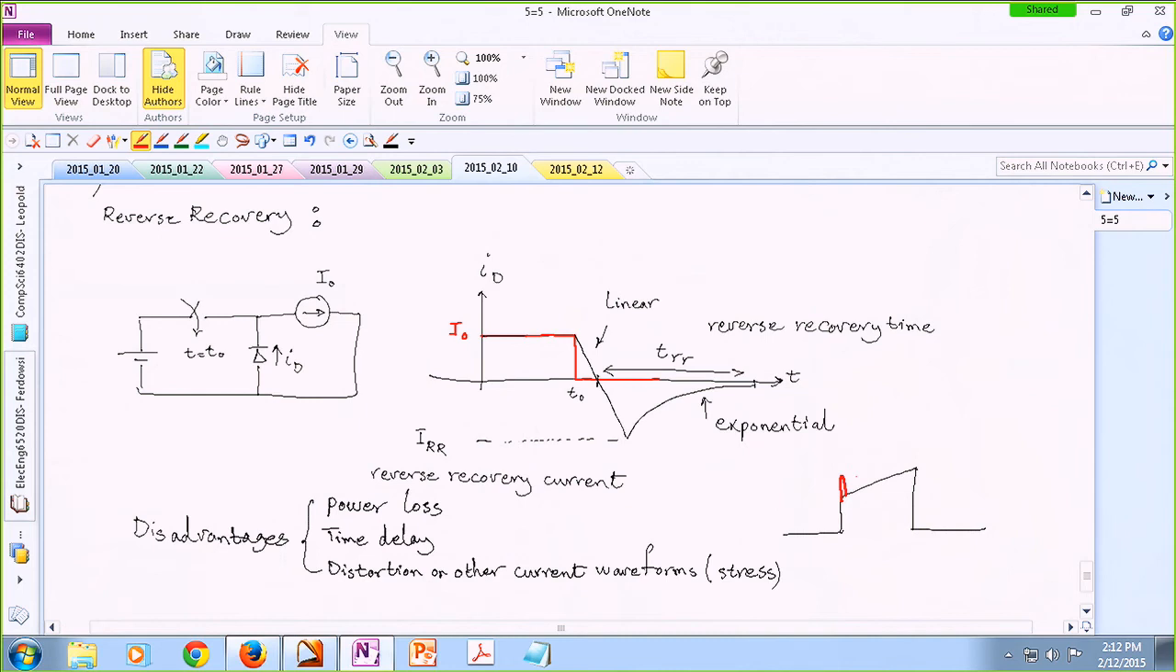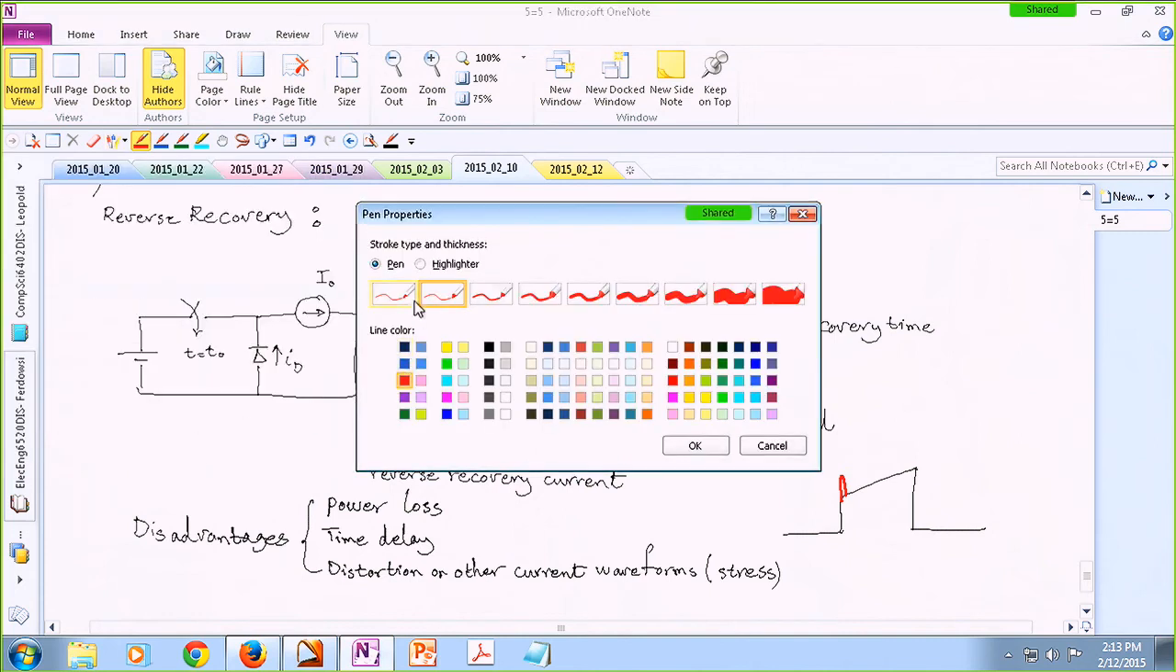Your diode is off, so negative current is passing through your diode, and that current is being added to the current of the inductor flowing through your switch, basically. So you get a little bit of a hump, and then you may say your current is distorted. There might be an extra amount of stress applied to your component. All right, any questions?